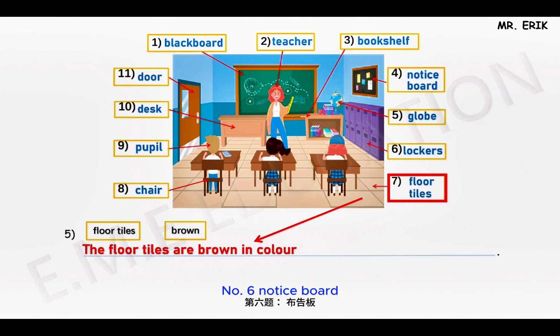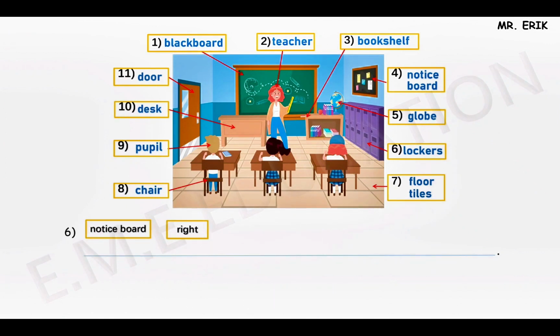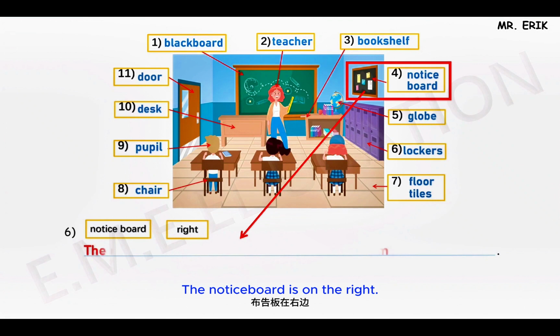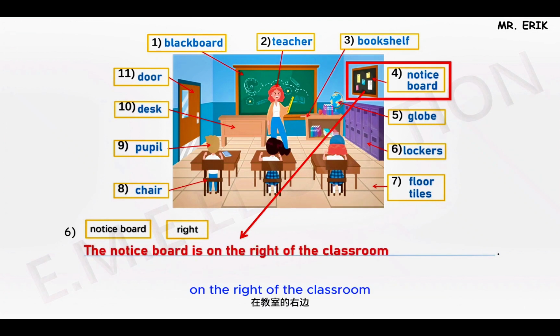Number 6, notice board. Where is the notice board? How many notice boards do you see? I see 1. 1 notice board. The notice board is on the right of the classroom.